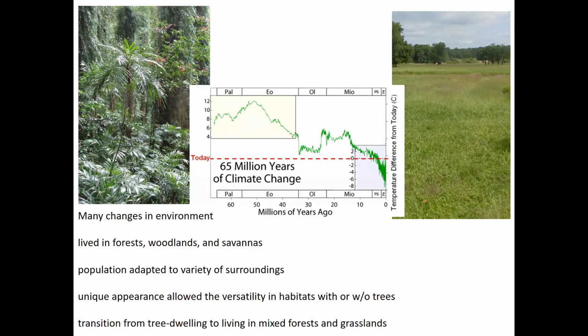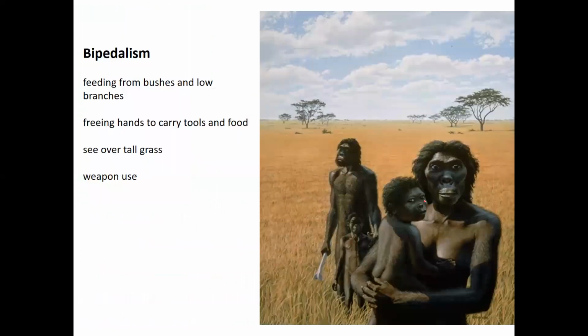Hominids were bipedal, and bipedalism was thought to be a result of the disappearance of trees. They were not exclusively living in trees. And so they transitioned from exclusive tree dwelling to living in mixed forests and grasslands. Because the idea is, if you're living in these forests that are surrounded by grasslands, you're feeding from bushes and low branches. It might be easier to stand up to reach some of that material.